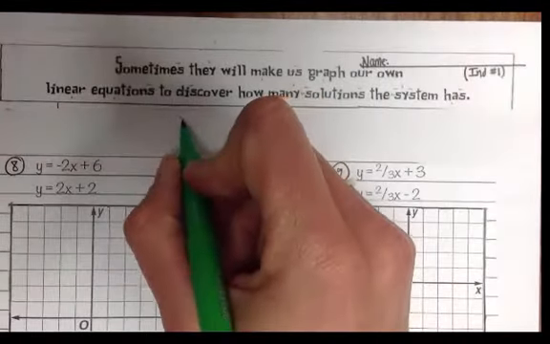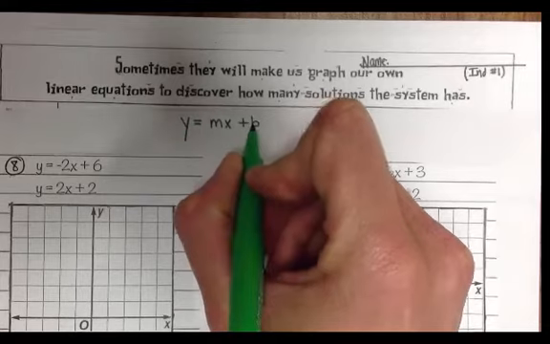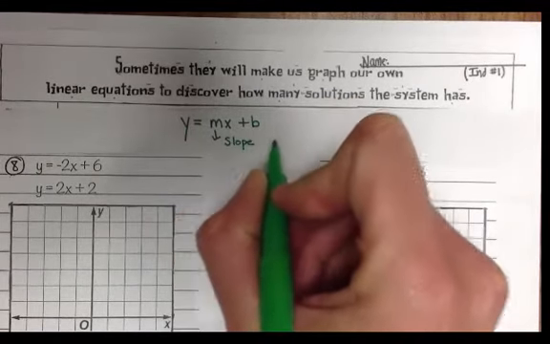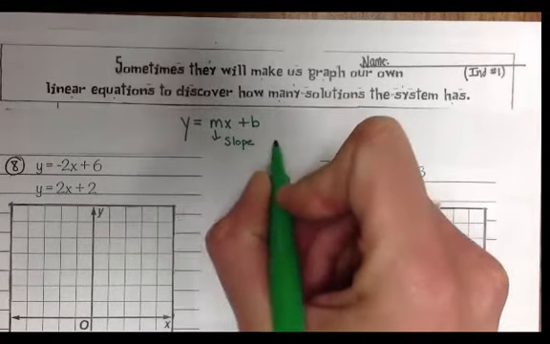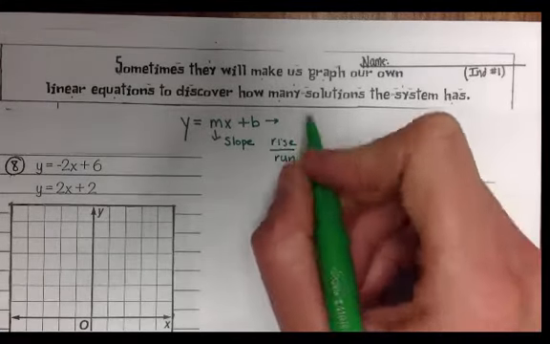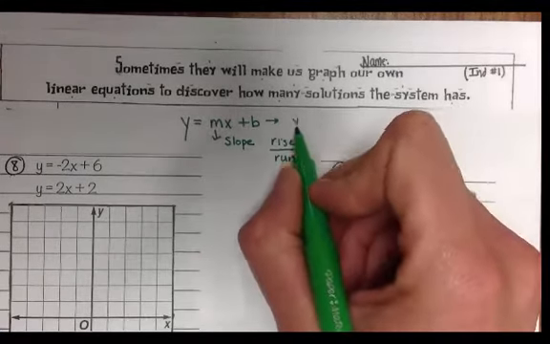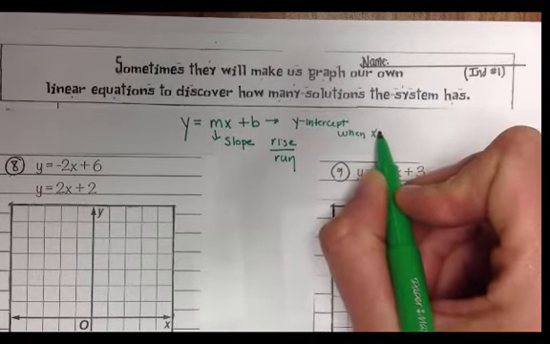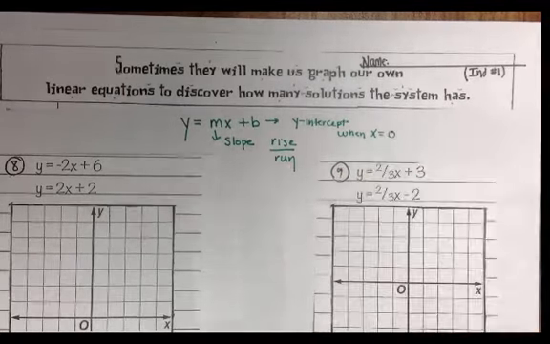We have y equals mx plus b. M represents the slope, and we've talked about slope as the ratio of rise over run. B represents the y-intercept, and the y-intercept is when x equals 0. So let's look at how we can graph these.